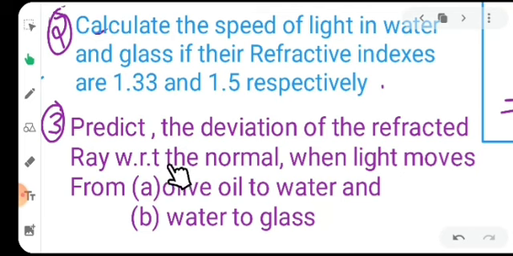So no other information is provided. But we have dealt with olive oil, water and glass in our previous cases, so we know their refractive index. So in this question it is assumed that you already know the refractive indexes of olive oil, water and glass. I guess we may need to use them.